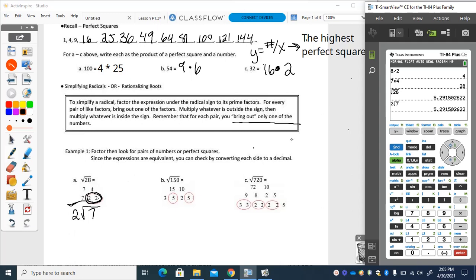5.29150. We get the same thing. So that means our factorization is simplifying. That means we simplified the radical correctly. All right, so now let's check out B.